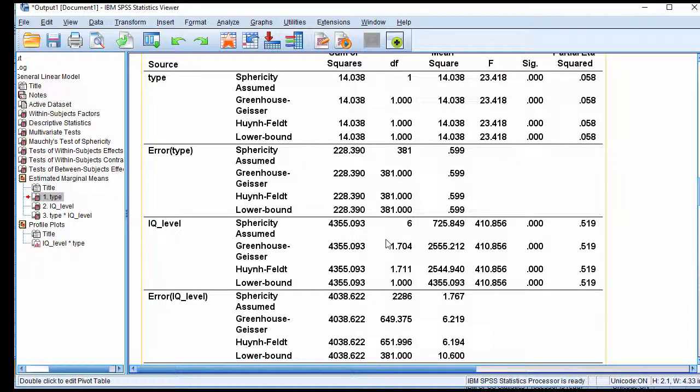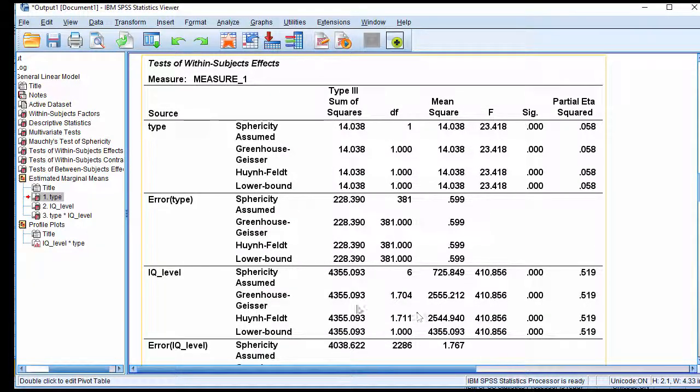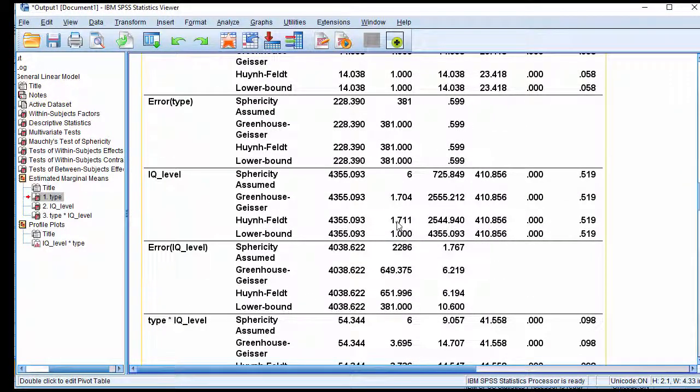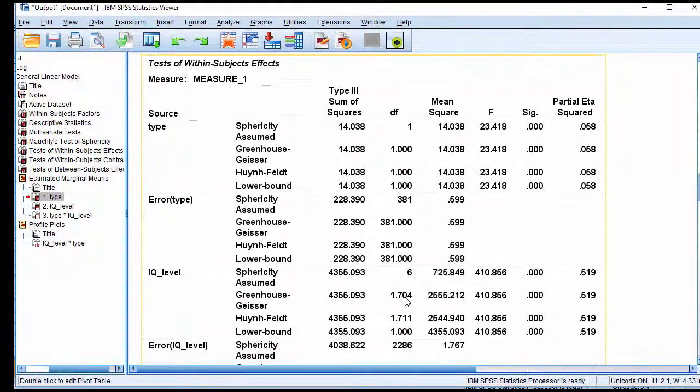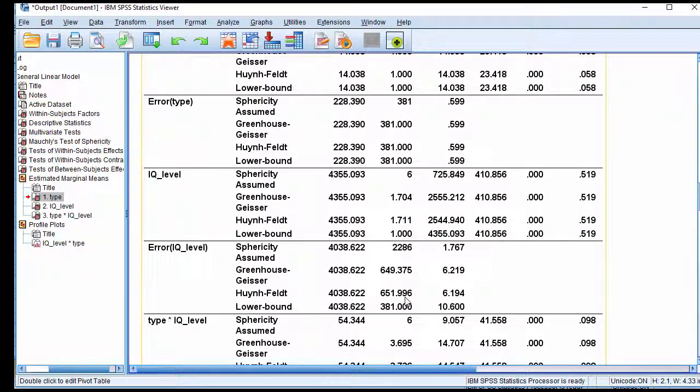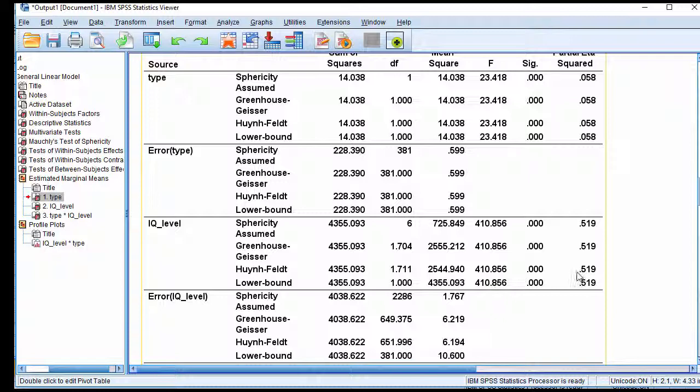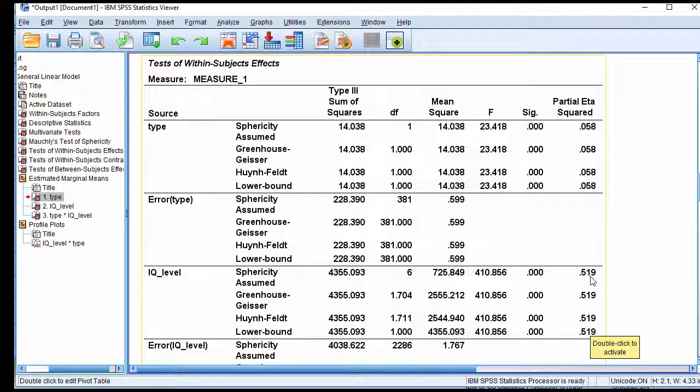IQ level is also statistically significant. Now I have to consult the Huynh-Feldt adjusted results. So with 1.71 degrees of freedom in the numerator and 652.00 degrees of freedom in the denominator, Huynh-Feldt adjusted, the F value of 410.856 is statistically significant, and the partial eta squared is equal to 0.519, which suggests that IQ level is accounting for nearly 52% of the variability in desirability ratings, controlling for the effects of the correlation across the desirability ratings.